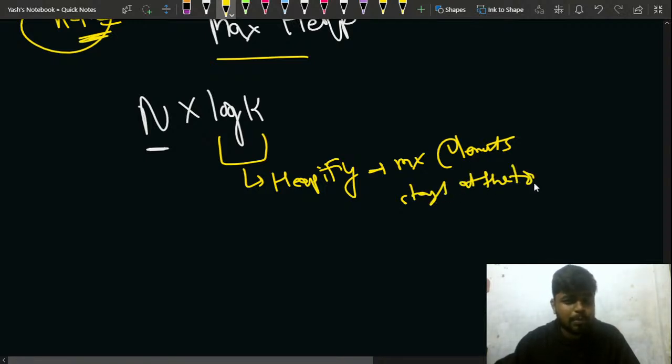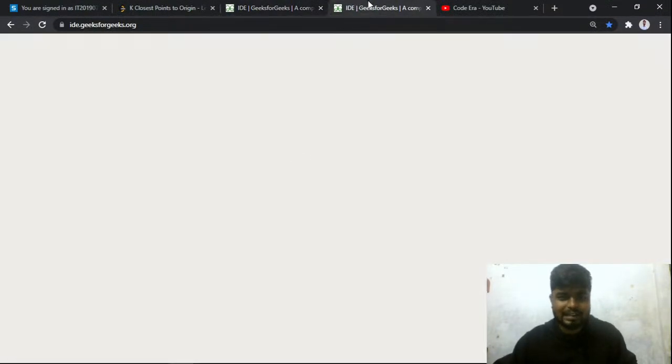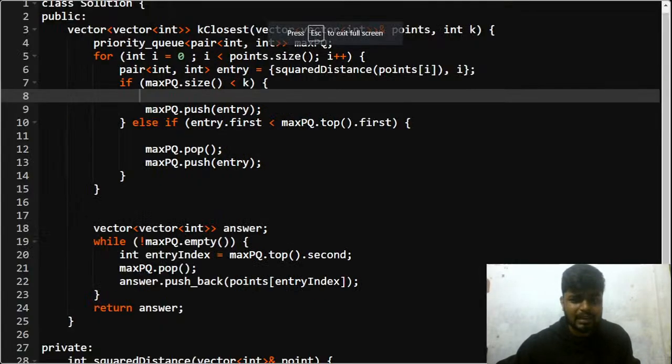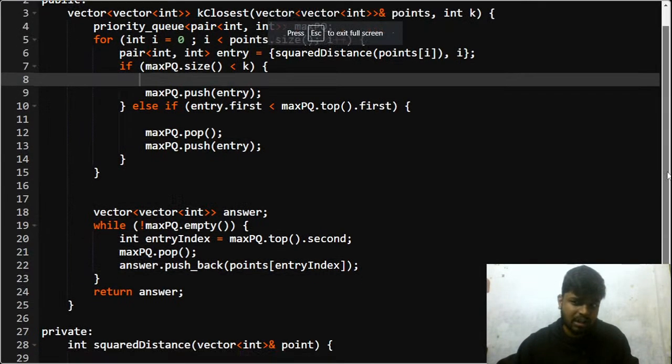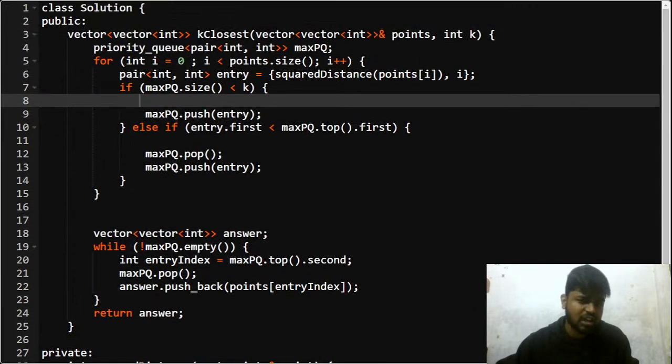So let me show you the code part for using a priority queue. This is a max heap, which means the largest element will be at the top. I'll have a function, and in this function I'll be given the points.